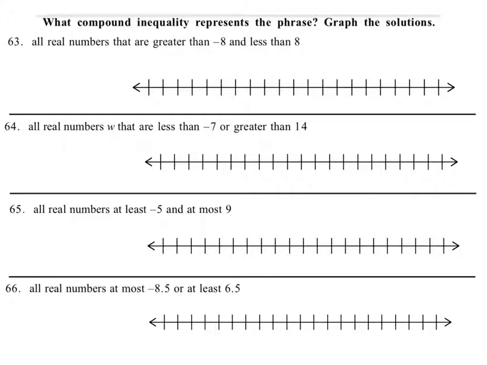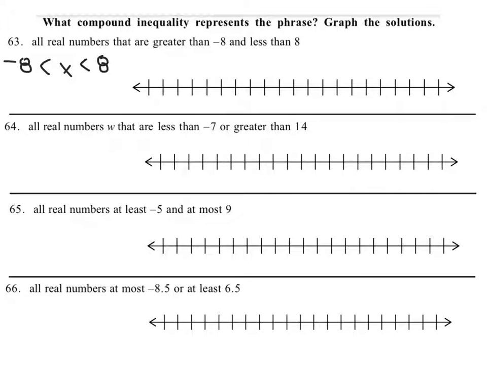Okay, what compound inequality represents the phrase, then graph the solutions? All real numbers. It doesn't designate a variable, so I'll just call it x. All real numbers that are greater than -8, so this x has to be greater than this low number, -8, and less than 8. It can't be equal to. It's just got to be greater than -8 and less than 8.